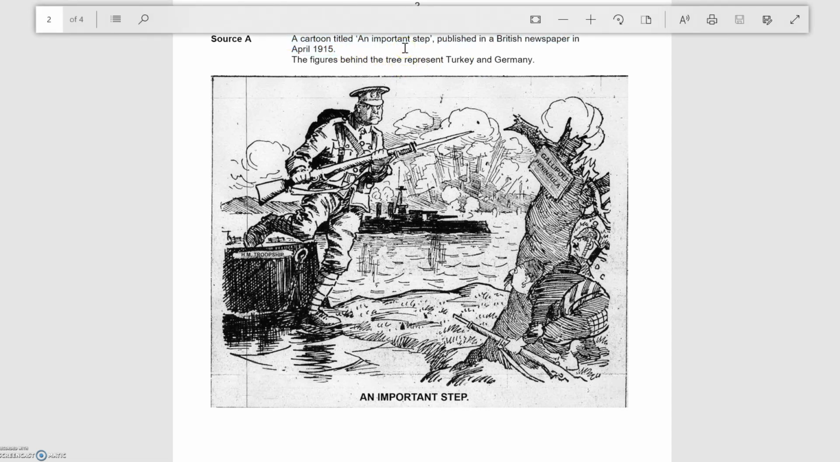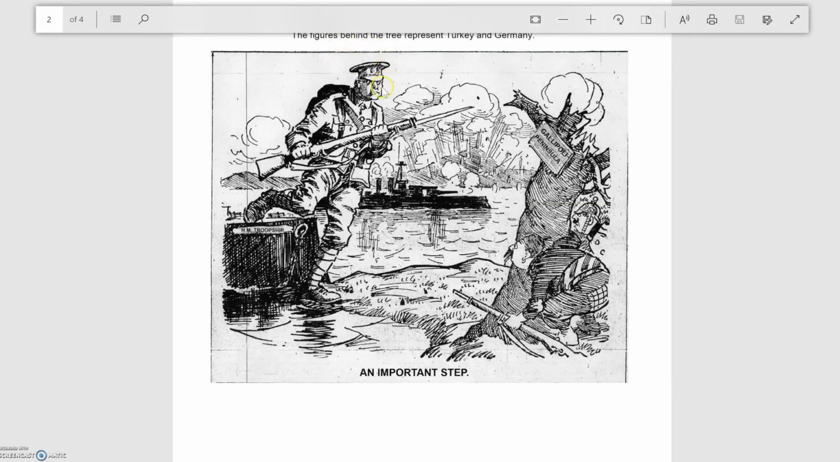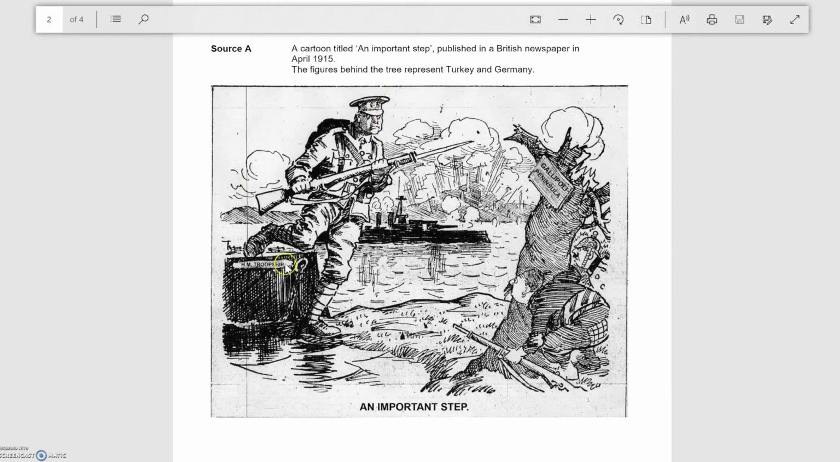So tip number 1 when you go into your exam tomorrow is to not rush and to read all of the information available. Don't just look at the source. Make sure you look at the source tag. Make sure you digest the information at the beginning, and then digest everything that's going on in the source, because there is a lot going on in the source itself.